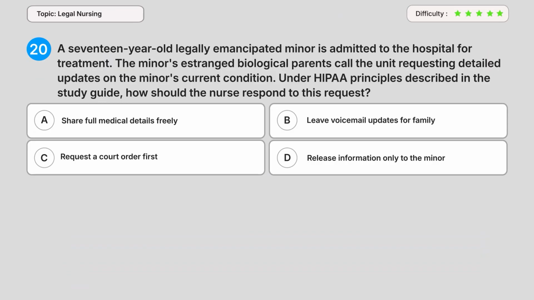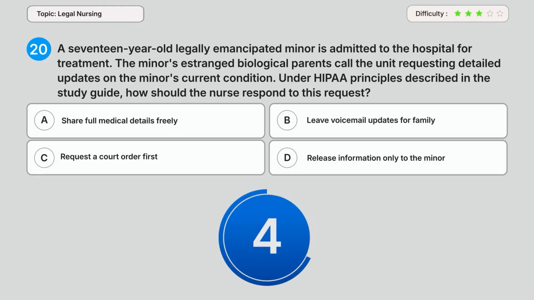A. Share full medical details freely. B. Leave voicemail updates for family. C. Request a court order first. D. Release information only to the minor. What do you think is the answer?